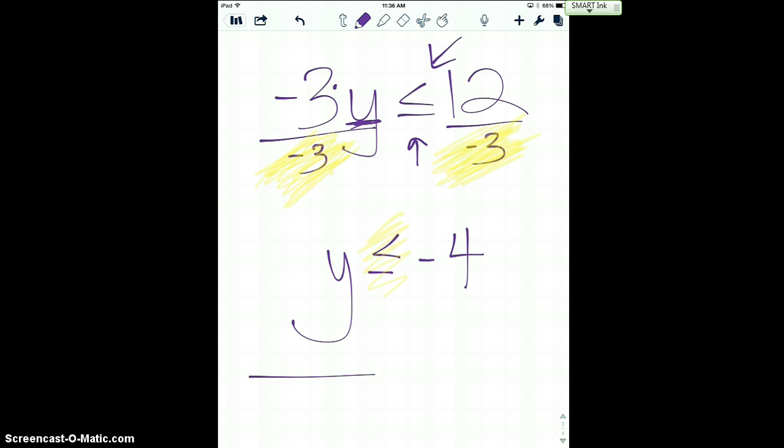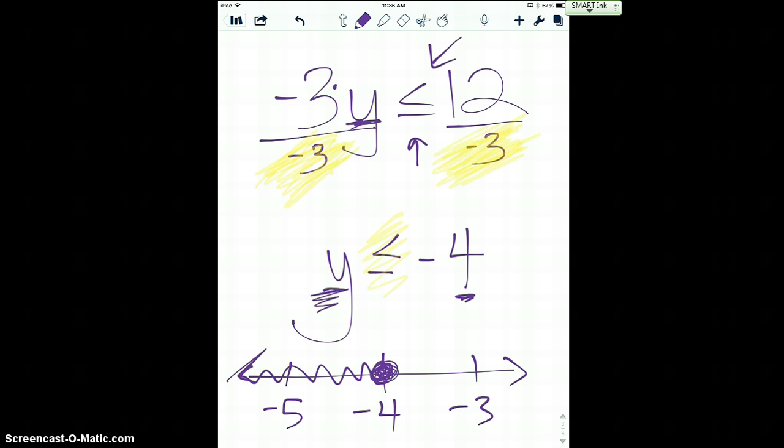If you don't believe me, we could graph the solutions, put -4 on the number line because that's my special number. I'm going to go 1 up, 1 down. I'm going to use a closed dot, -4. And then values that are less than -4 are over here to the left.